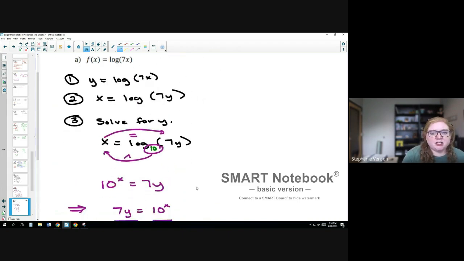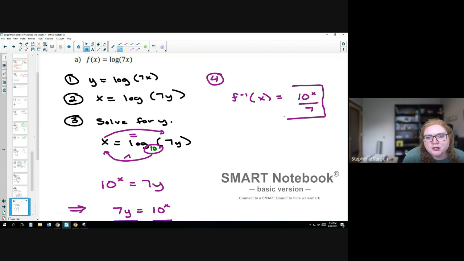So it just said to find the inverse. So for my final answer, which is step 4, I'll write that with inverse notation. So f inverse of x is equal to 10 raised to the x over 7. And this is what you would put into Pearson as your answer.